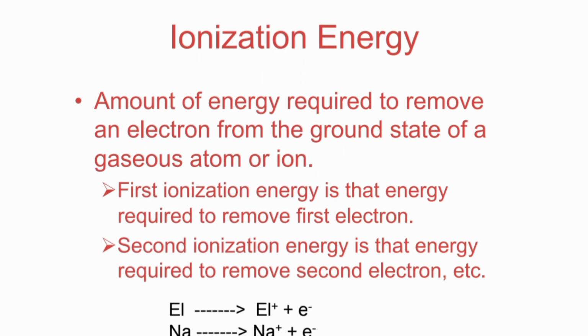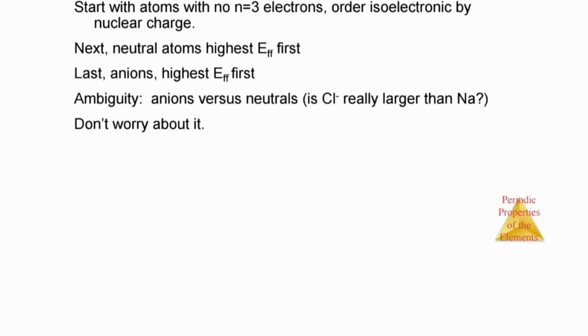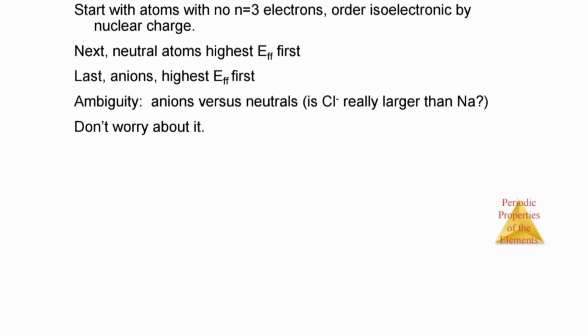Ionization energy is the amount of energy required to remove an electron from the ground state of a gaseous atom or ion. First ionization energy is the energy required to remove the first electron. Second ionization energy is the energy required to remove the second electron, etc. Before studying ionization energy, let me explain some important points of atomic radius.